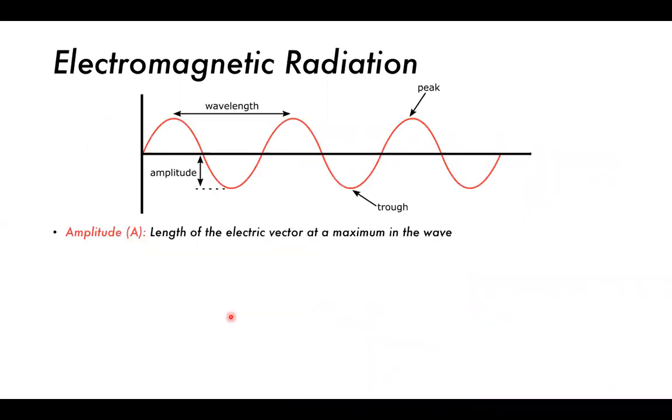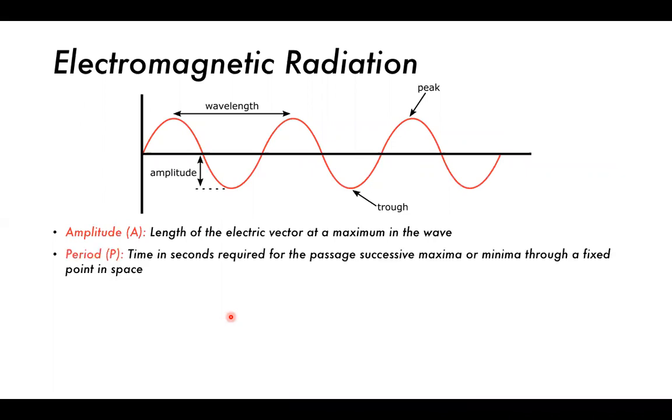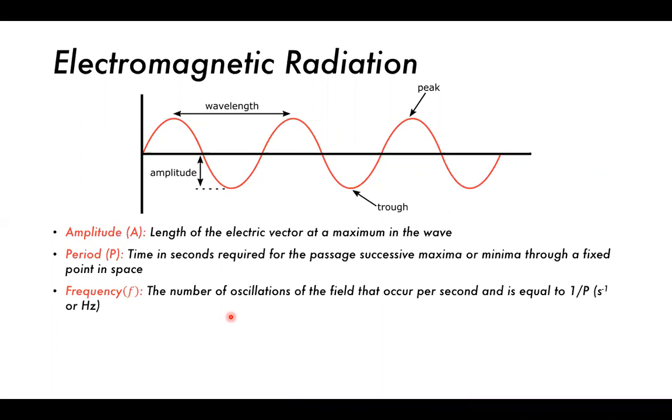So the amplitude is the length of the electric vector at a maximum in the wave. Then the period is going to be P, the time in seconds required for the passage of successive maxima or minima through a fixed point in space. Then the frequency is the number of oscillations of the field that occur per second and is equal to 1 over P, and is given the units of reciprocal seconds, so seconds to the -1, or hertz. So basically it's the number of waves per second. So how many of these complete oscillations do we have per second?